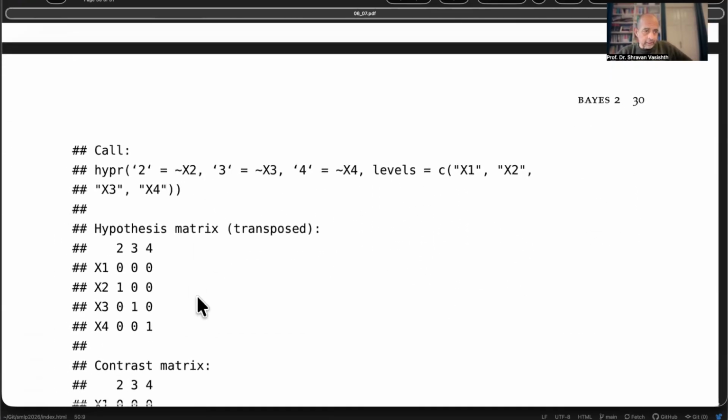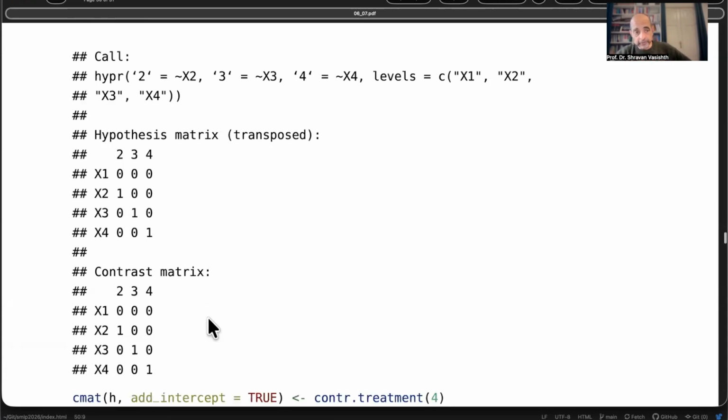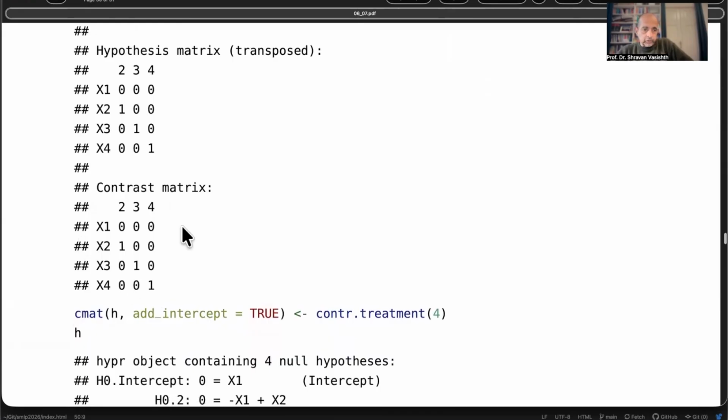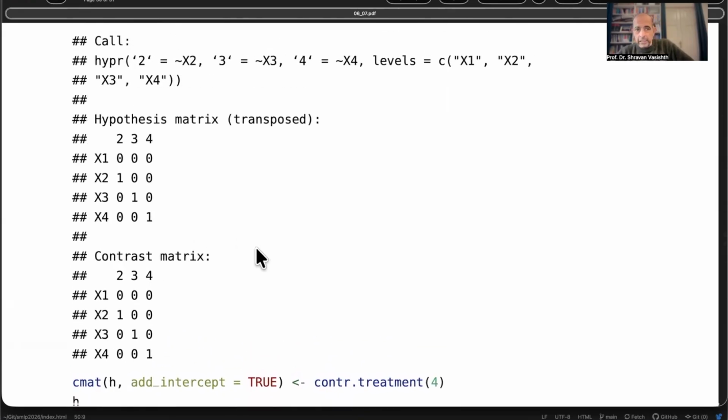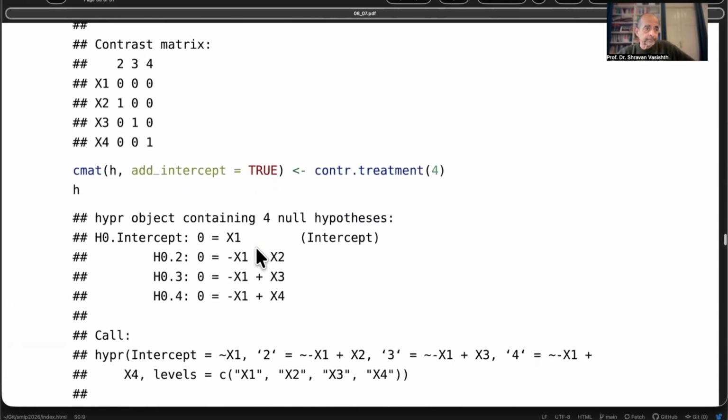So all this output is now showing you what hypotheses you're testing. So the point is, if you make a mistake like this, you can always check what the hypotheses are in the hypr object that actually correspond to the contrast coding that you're using. And if they don't correspond to your hypotheses, then you've made a mistake, okay? So this contrast matrix is what we plugged in, and the hypotheses that we got back don't make any sense for us actually. Okay.